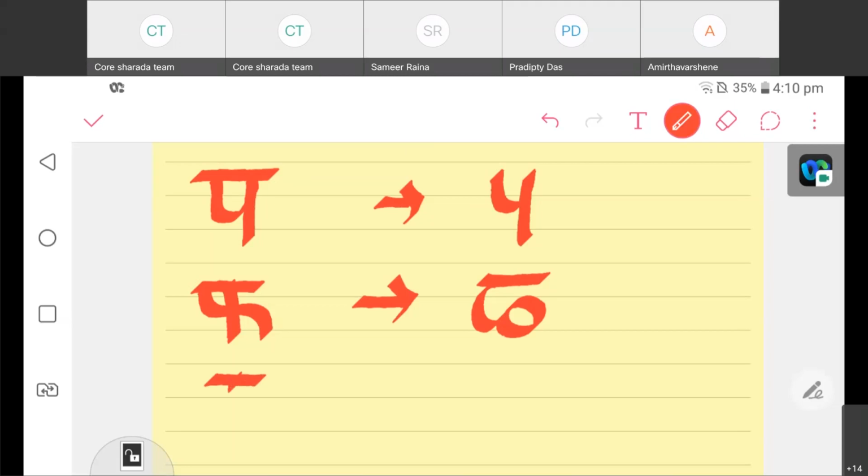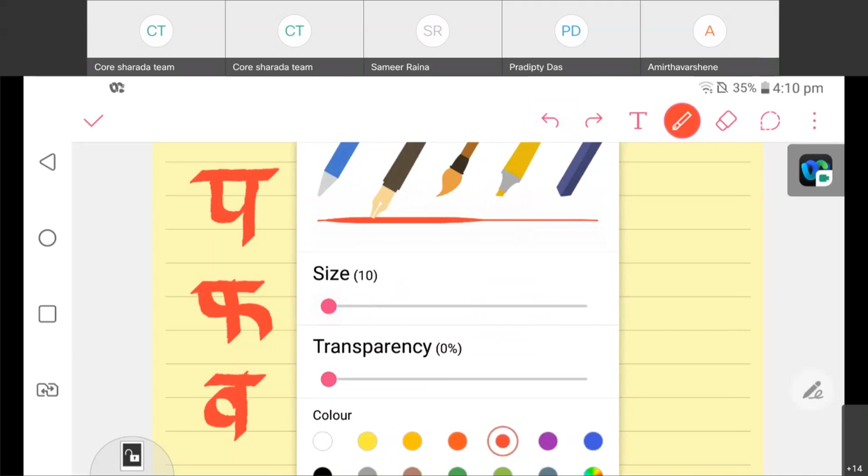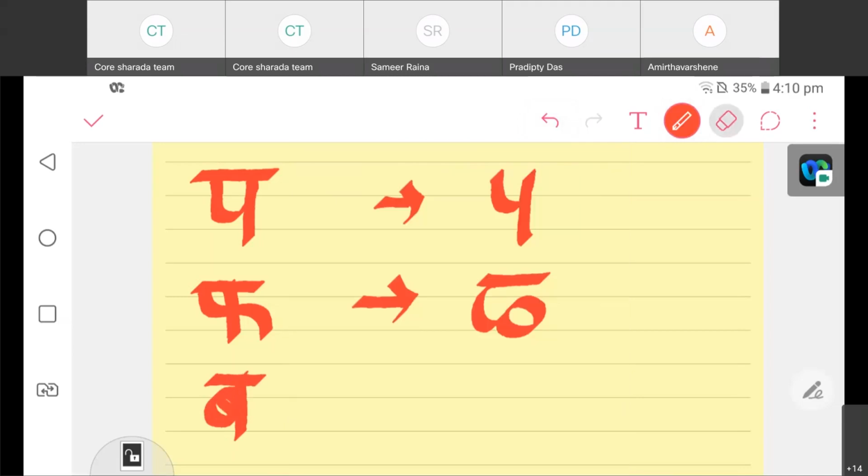Then Ba is written like this in Devanagari. In Sharada, it is written as a circle. I observe a few students are making a mistake, writing it as a triangle. Please avoid that. It's actually round at the bottom.